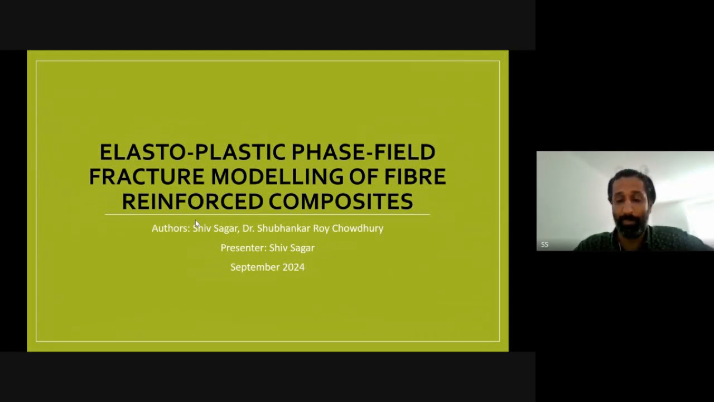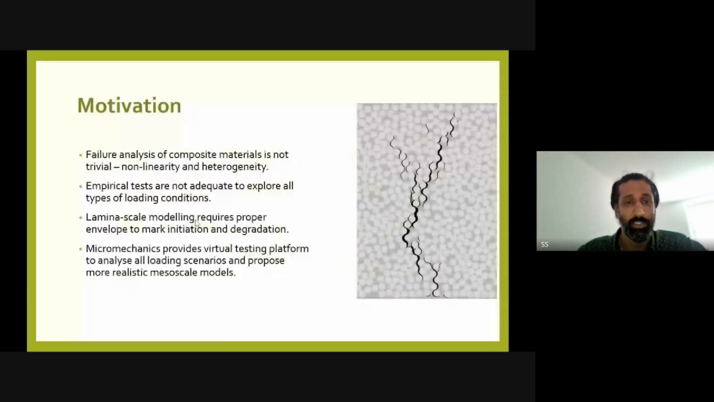This work is basically a development of elastoplastic phase field for modeling fracture in fiber reinforced composites. The motivation behind this work is that composite materials are heterogeneous materials and they show several kinds of non-linearity, for example, because of plasticity and damage, and modeling them is not trivial.